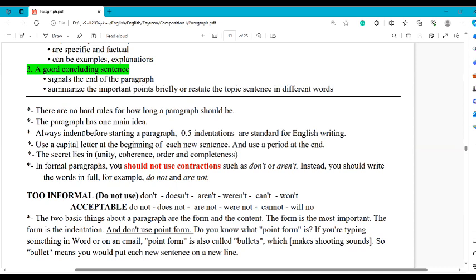So the whole paragraph has only one main idea. Okay? All the sentences are supporting only one main idea.